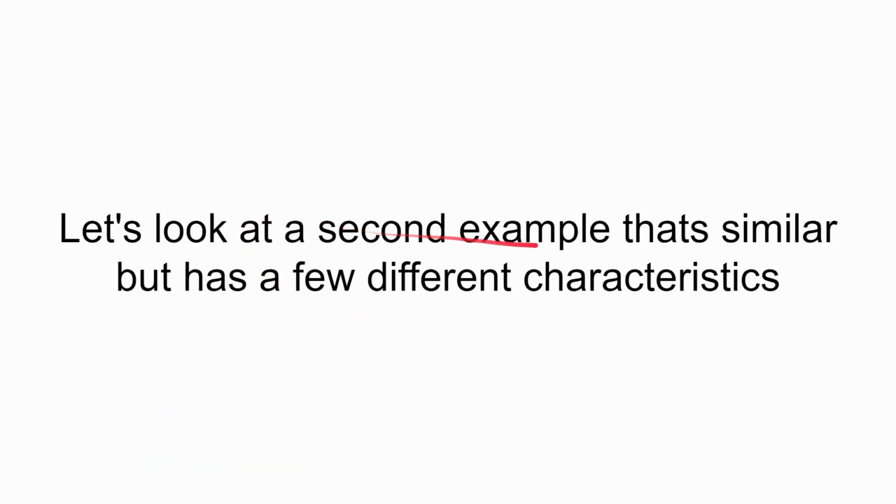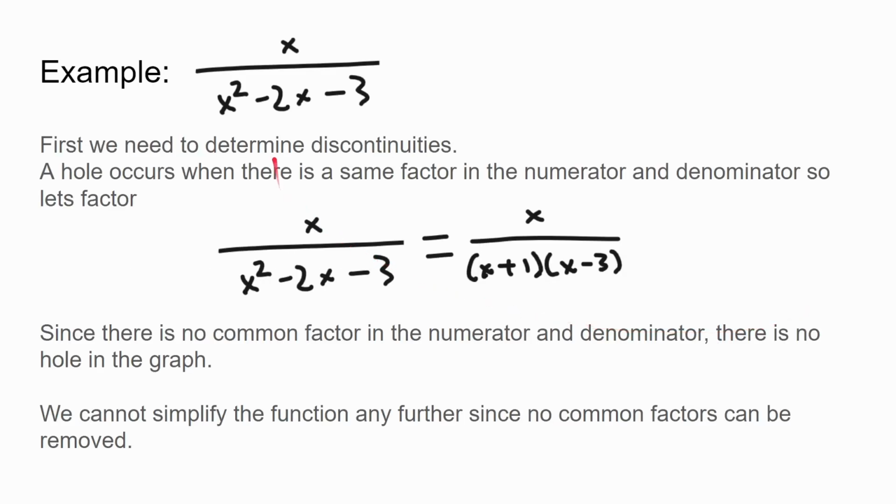Now let's look at a second example that's similar, so we'll use the same steps, but it has a few different characteristics that we can analyze. And our example will be x over x squared minus 2x minus 3. So again, first we need to determine the discontinuities. So we'll start with the hole again. A hole occurs when there's the same factor in the numerator and denominator. So let's factor it again.